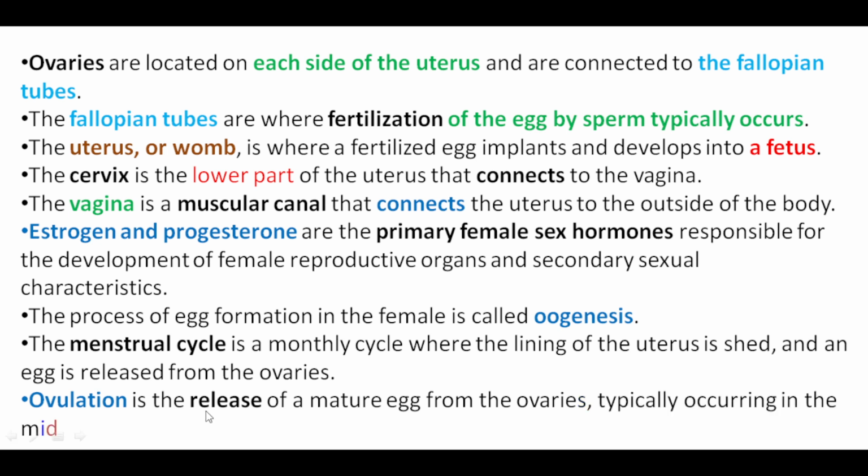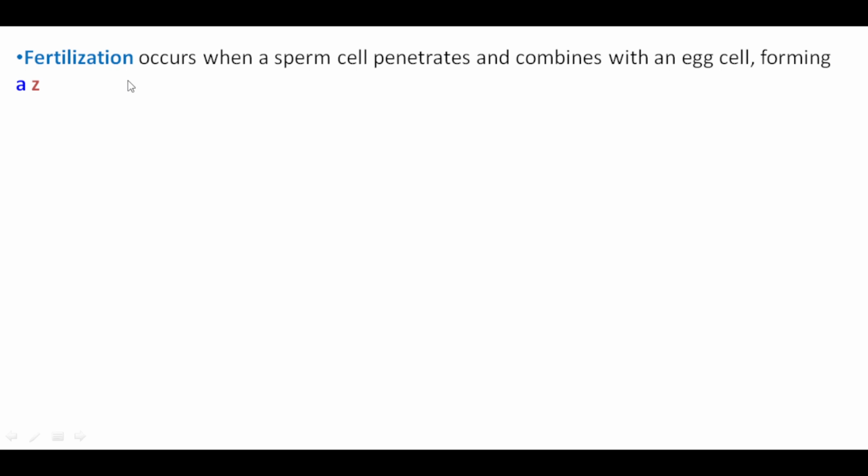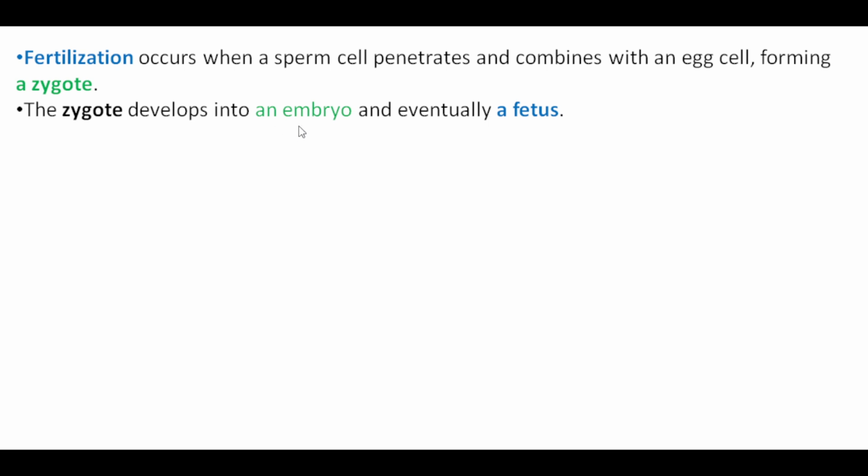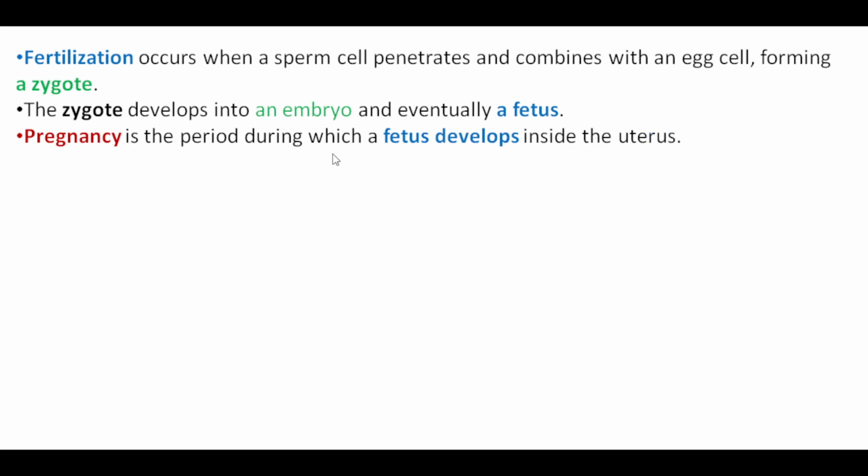Ovulation is the release of a mature egg from the ovaries, typically occurring in the middle of the menstrual cycle. Fertilization occurs when a sperm cell penetrates and combines with an egg cell, forming a zygote. The zygote develops into an embryo and eventually a fetus. Pregnancy is the period during which a fetus develops inside the uterus.